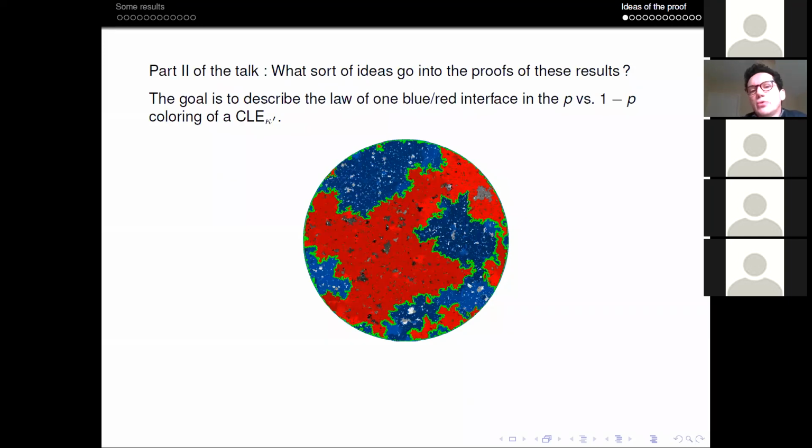Once we've described this law, we can look at how much it intersects the boundary. That is going to tell us the exponents A, and some other features of its law will tell us the locality type property, the nearest neighbor type property of this blue-red coloring that I explained before. So in some sense, the goal of the game is to start with a CLE kappa prime, color it in blue and red with independent coin tosses, P and 1 minus P, and try to describe what these green interfaces are.